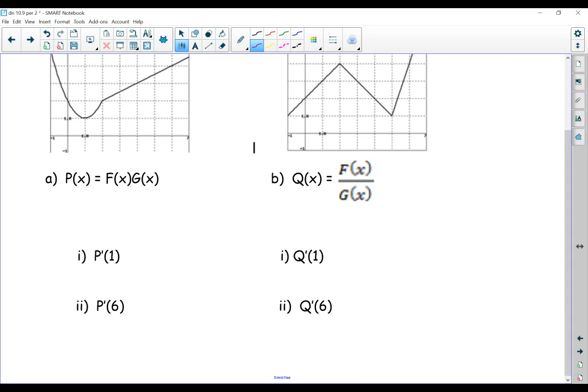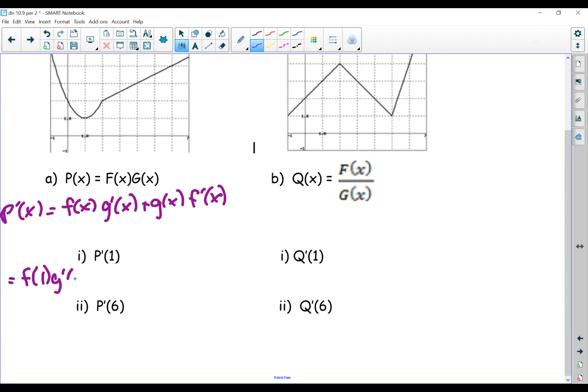All right, we'll just do a product rule and a quotient rule here. If I have p of x and I want p prime of 1 and p prime of 6, this is why it's necessary to just write p prime of x first, because we want a general rule that we can then apply to both of those situations. So I'm going to do first d second plus second d first. Okay. So now if I want p prime of 1, I'm just putting in 1 where I see x. So f of 1, g prime of 1 plus g of 1, f prime of 1.